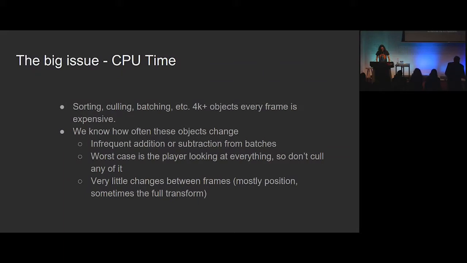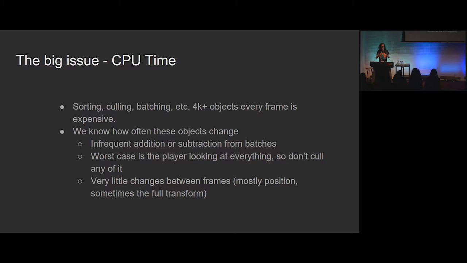But yeah, our big issue is CPU time. So it's sorting, it's culling, it's batching, all of these things over this many objects really starts to add up. But yeah, we have some other advantages. We do know how often these objects change. It's generally all of the batches. So a batch is just one type of object we're drawing a lot.